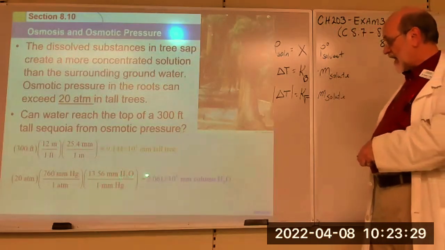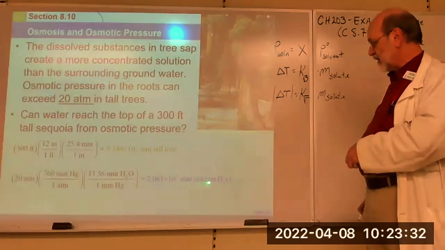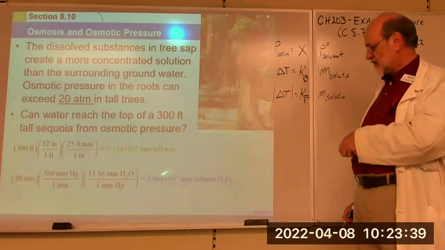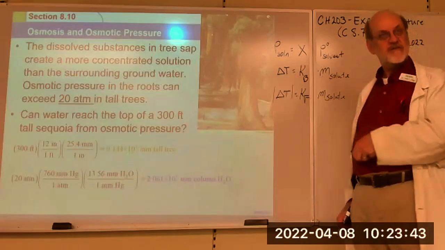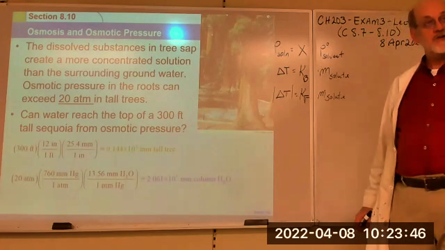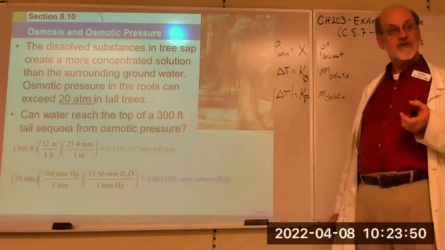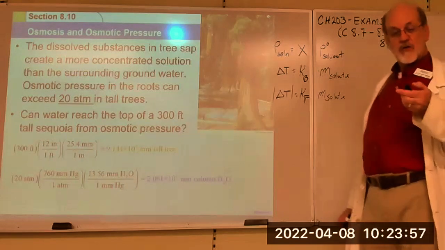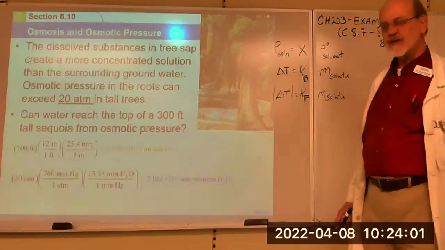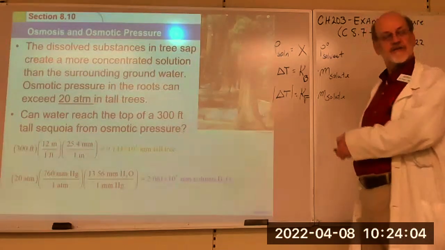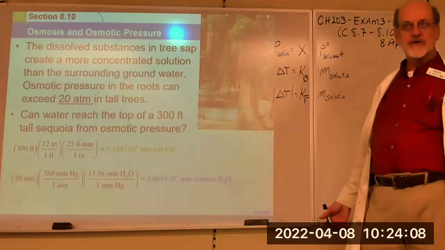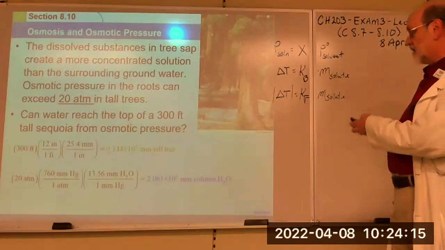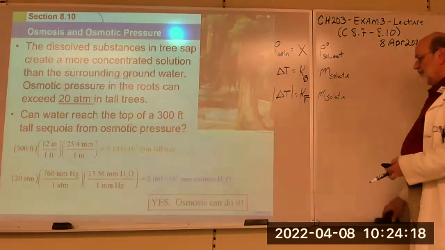And we use that, and we find that water will move 10 to the 5th millimeters. If it only has to go 10 to the 4th millimeters, or, you know, this is 2 times 10 to the 5th, this is about 1 times 10 to the 5th. So, yeah, there's enough pressure built up due to osmotic pressure in the roots of that tree to drive the water to the top. And maybe that's why they don't grow any taller than maybe 350 feet. Because once you get to 350, these two probably balance. And maybe that's one of the reasons that sequoias don't get any taller than that. Okay, let's see. I just thought that was cool. Problem is finally solved.